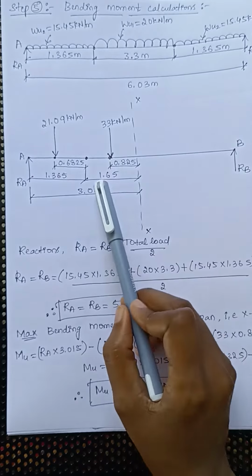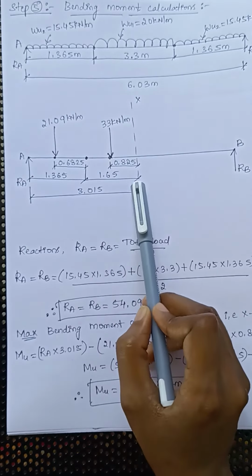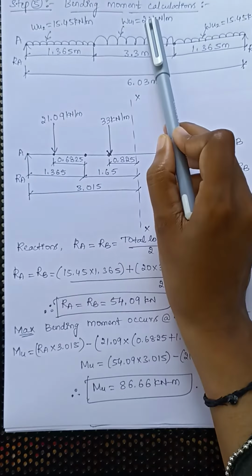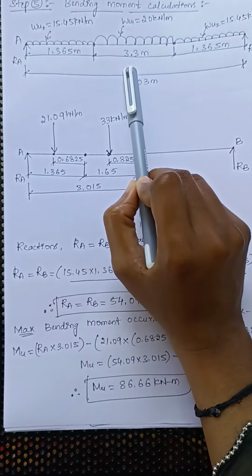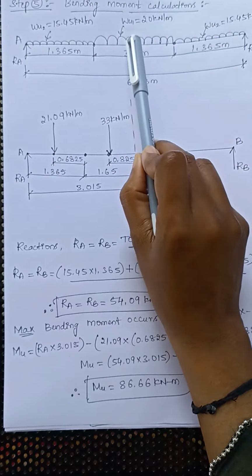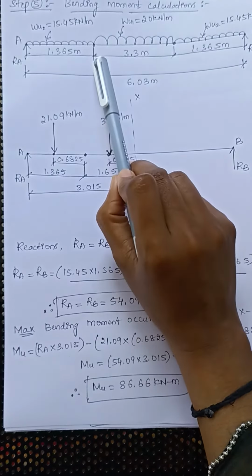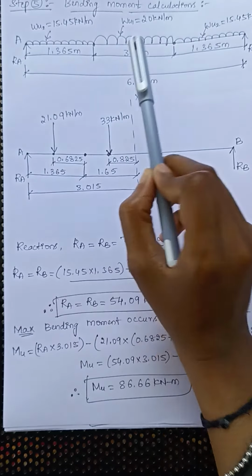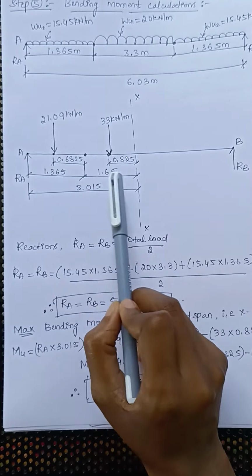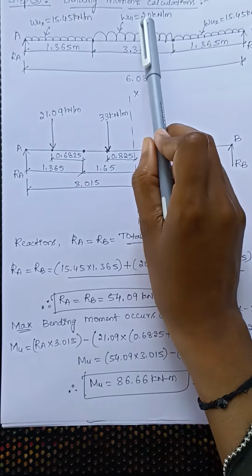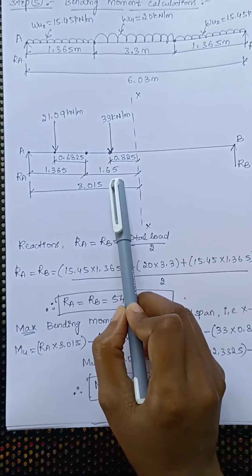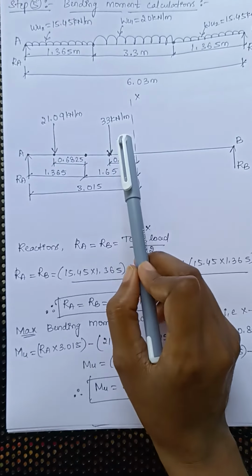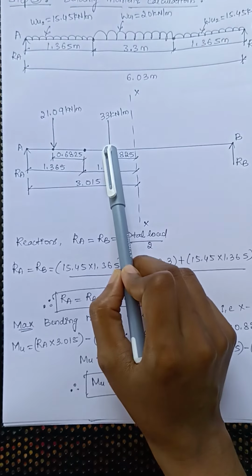So the half of the UDL means 20 multiplied with the half of the distance. The total distance is 3.3. If we consider the half portion, then you need to take 3.3 by 2. So 3.3 by 2 gives you a value of 1.65. Let us multiply 20 with 1.65. On multiplying 20 with 1.65, you get 33 kilonewton.